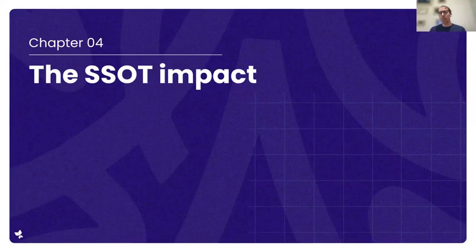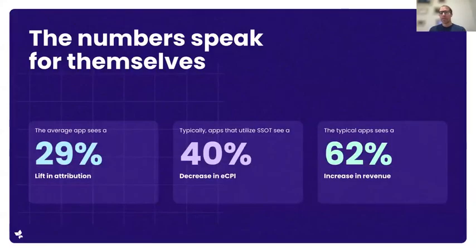Cool. So now let's review the major impact SSOT has on the most important KPIs that most marketers optimize based on. Based on our internal analysis, we saw major lift when comparing the SSOT results to pure SKAN attribution results. On average per app, we saw a 29% lift in attribution to paid marketing channels, mostly a result of having the ability to identify organic attribution and attributing the right media source for the app installs. Another crucial KPI, a 40% decrease in eCPI. And most importantly, we are talking about a 62% increase in revenue, which is likely the most important KPI.